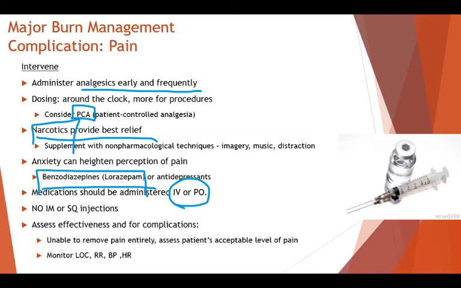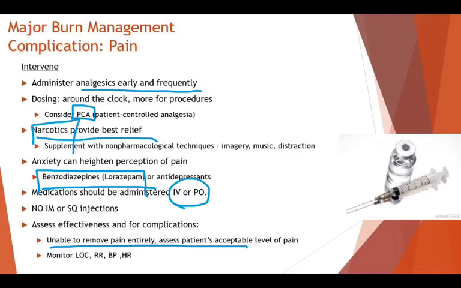Even if it's into a non-burned area, we do not do IM or sub-Q injections in burn patients. They don't absorb. Their skin is in stress, there's a lot of vasodilation, there's a lot of leakage and seepage of wounds, so it's better to give it IV or PO if they're still taking PO. We are unable to remove the pain entirely. Let them know that their pain level will not be a 0. They have been burned. We cannot anesthetize you out of your burn. So we won't be able to remove pain entirely, but work with them on getting an acceptable level of pain.